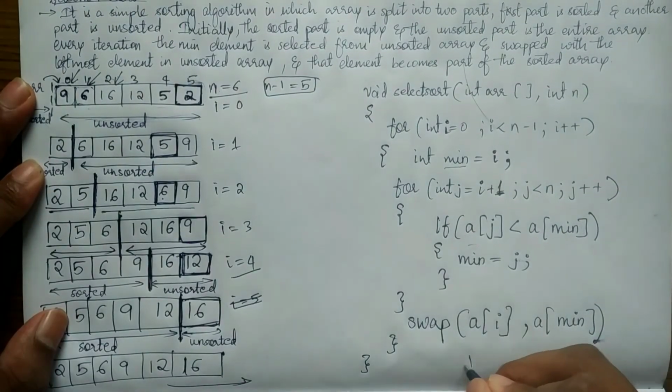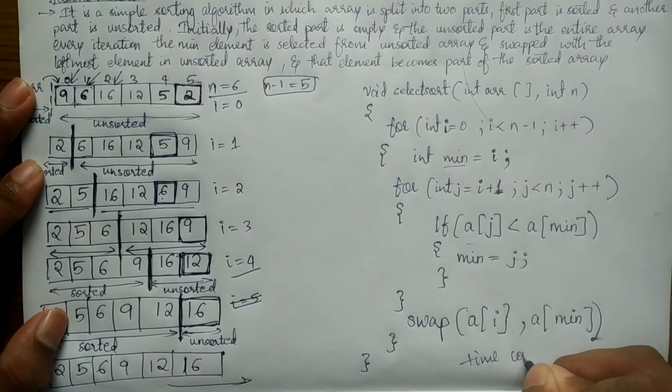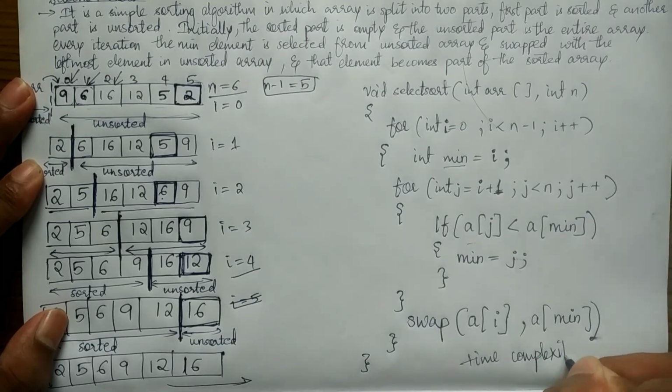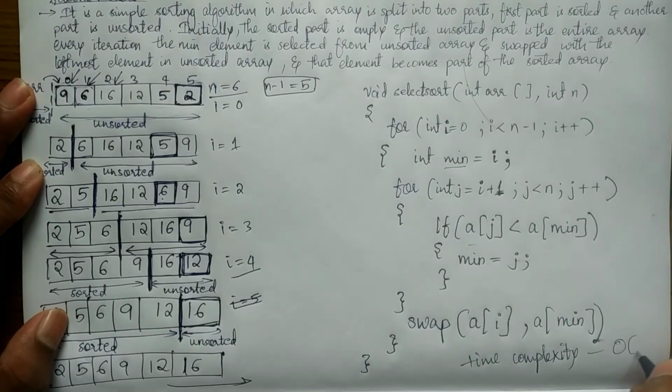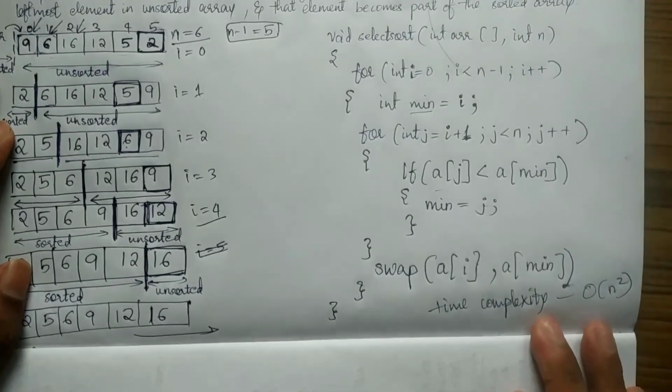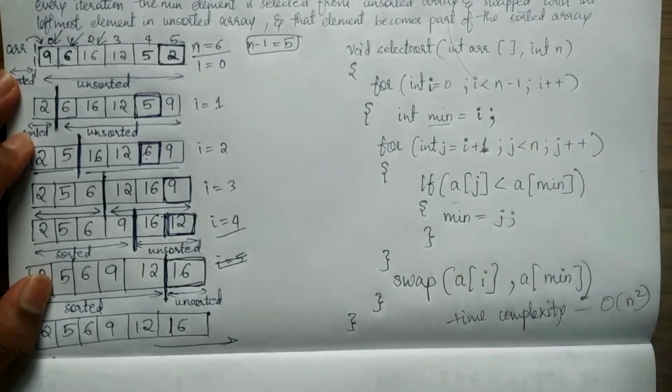Okay. The time complexity of this algorithm is O of n square, as we require 2 loops here.